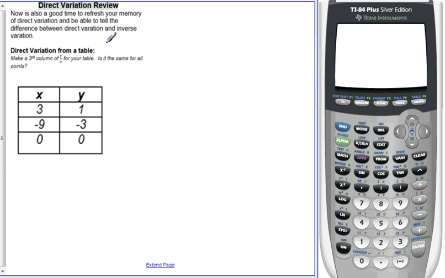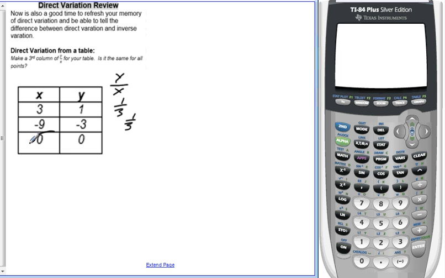So if I'm trying to find if something is direct variation from a table, I'm going to make a third column, but my third column, instead of being y times x, is y divided by x. So here I have 1 divided by 3. I have negative 3 divided by negative 9, which if you reduce it turns into 1 over 3.